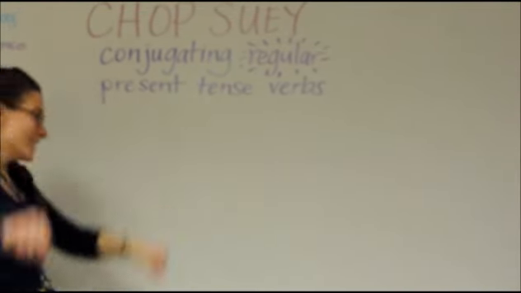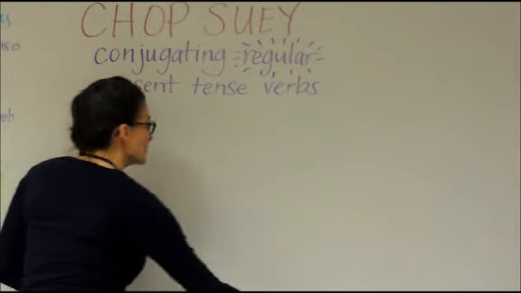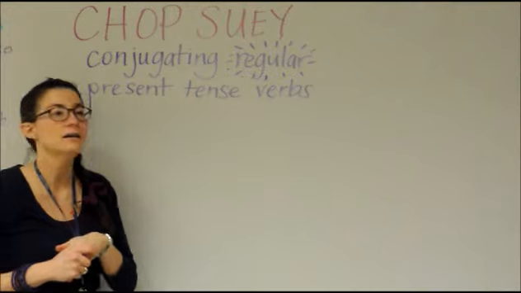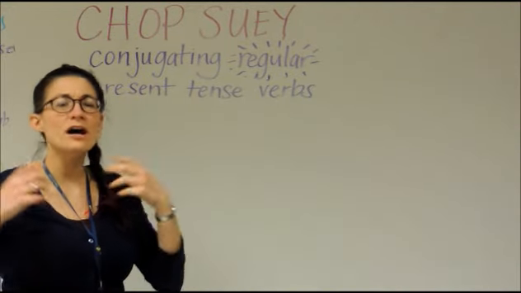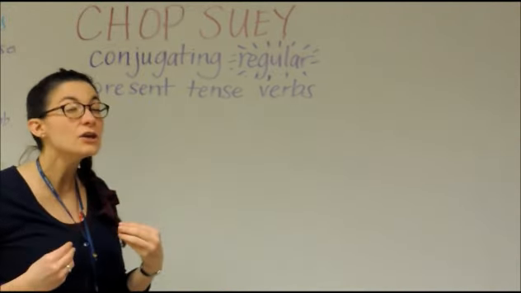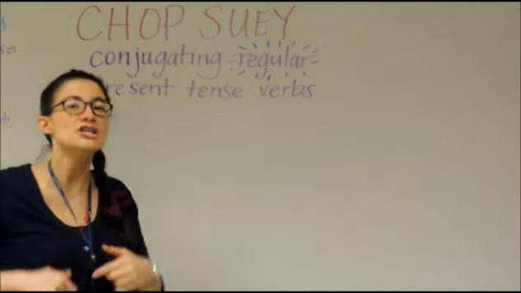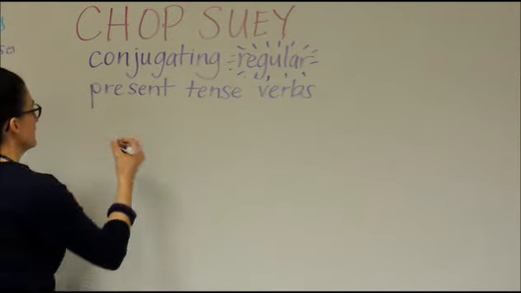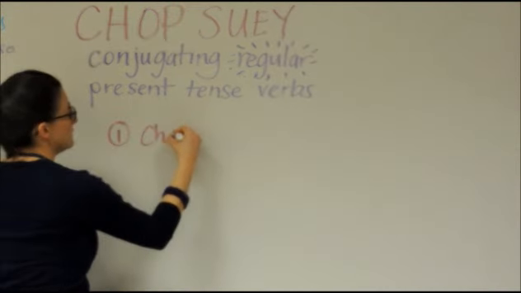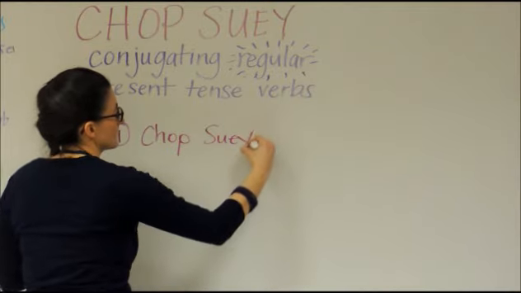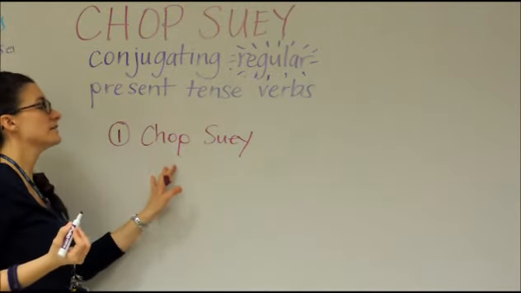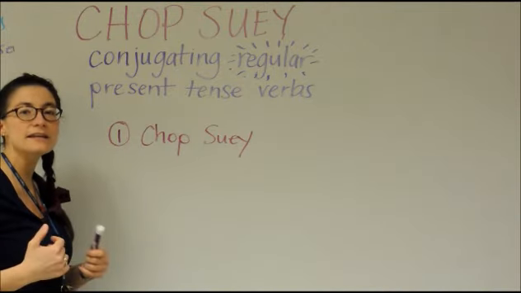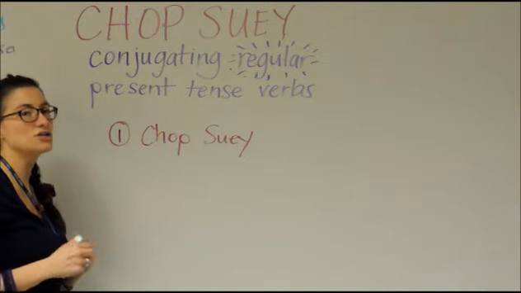All right, so let's just get started. We've already talked about subject pronouns. We've talked about infinitives and what conjugated verbs look like. Let's really get down to the nitty-gritty of the process of conjugating these verbs. So to start off, we have the first step, which is chop suey. Chop suey is all about how we change the infinitives to begin conjugating them.